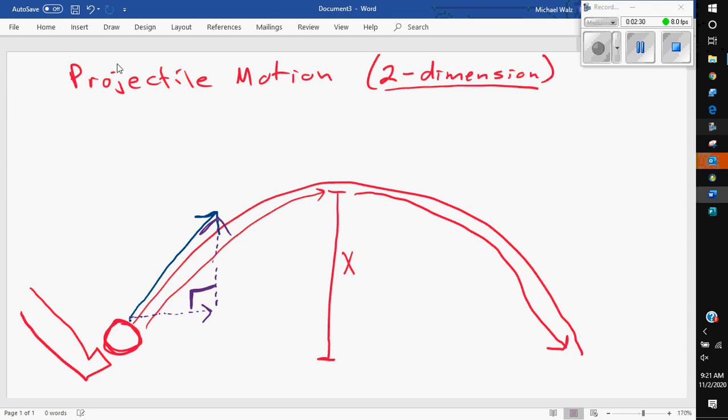So if we get our horizontal and our vertical, if we know what those are, we can ultimately find out what our resultant is. And the resultant is the addition of the vector components. And we're looking at this velocity of a kick.